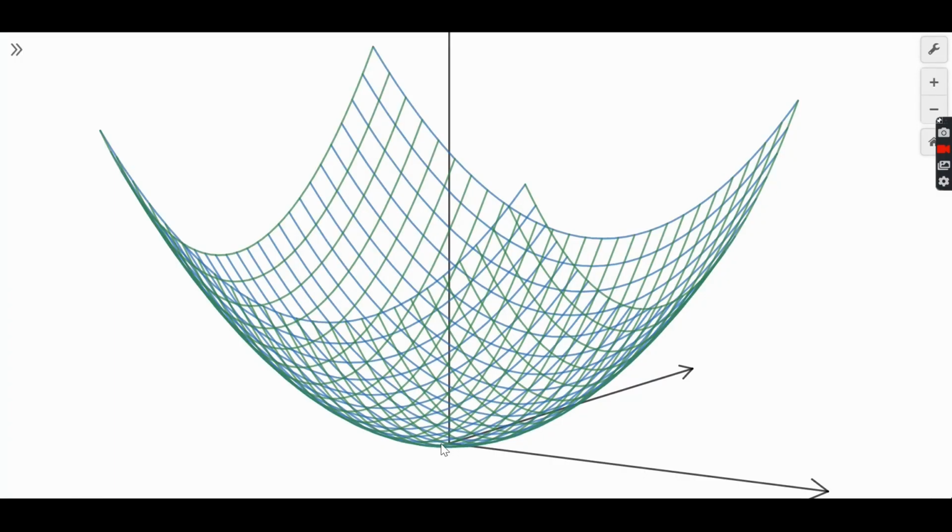I just thought I'd show you the 3D plot of our function f here as well. So we have an x-axis, an f-axis, and a y-axis. And the function is a function of these two x and y variables and therefore depends on both of them. We have a minimum at this 0 point here.